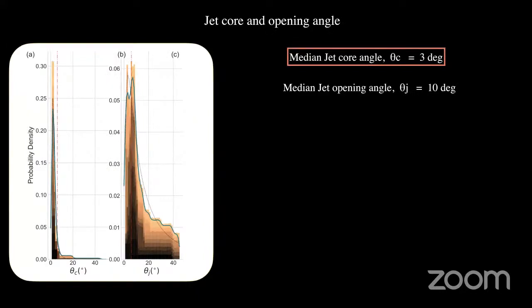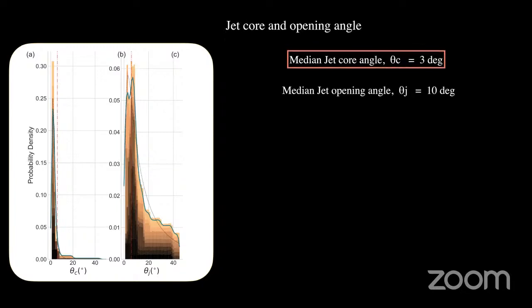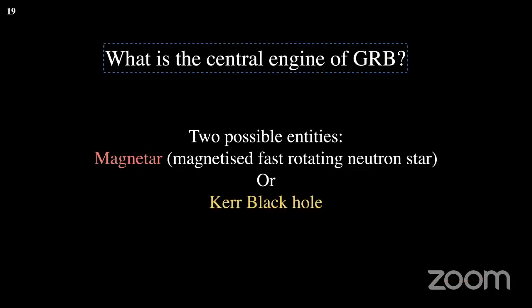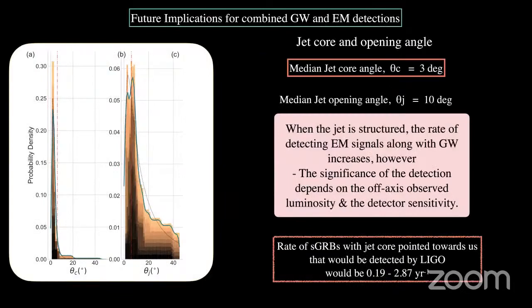Okay, so we also estimated the median of the angle at the core, which is 3 degrees, and we also looked at the jet opening angle, which we found to be 10 degrees. The interesting thing was that we predict the rate of short GRBs that can be coincidentally detected with LIGO, that is with very bright emission, and it would be around 0.19 to 2.87 per year.